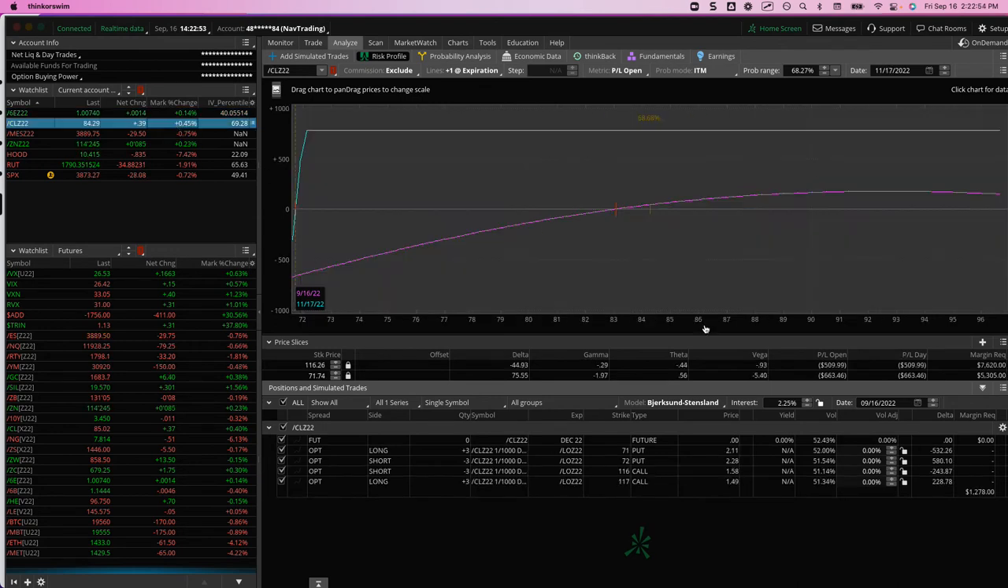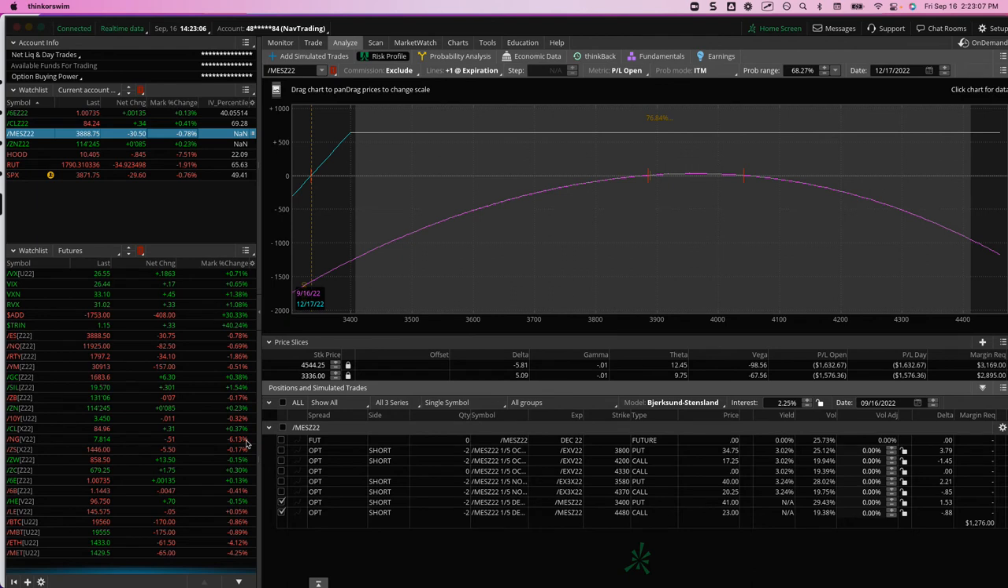In CL, we still have this iron condor. And you can see we're up a little bit. If oil bounces higher, we'll be in really good shape. And then in MES, we've got our three positions. This is our one that we have not adjusted yet. We're pretty much at break even on that one.